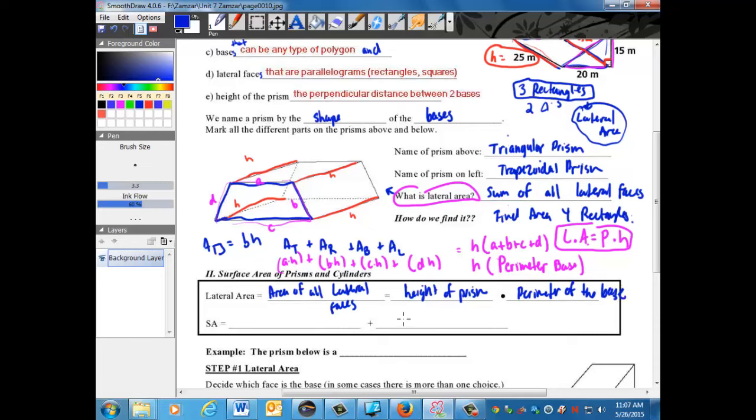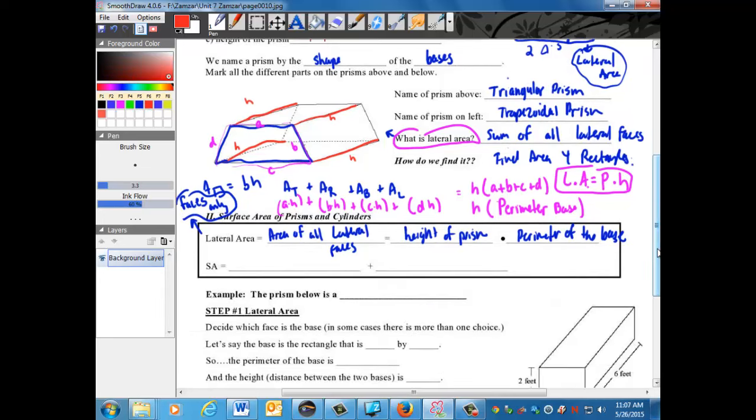Alright, next, and so again, lateral area is going to be faces only. It's the lateral area of each face. So faces only for lateral area. Alright, when we go to surface area, now we're going to find the area of faces and bases. That's right, it rhymes. You heard that here first. No other book will show you that.